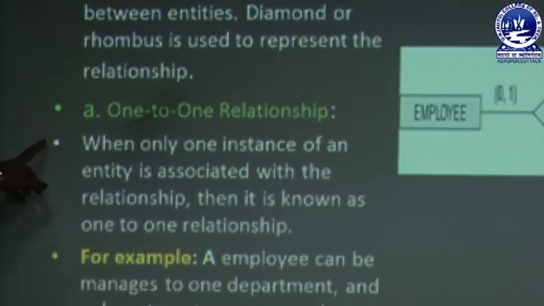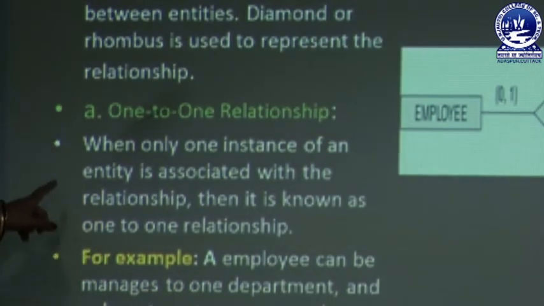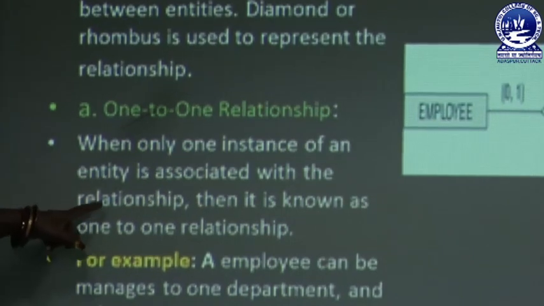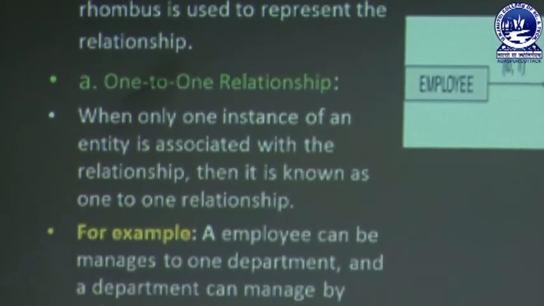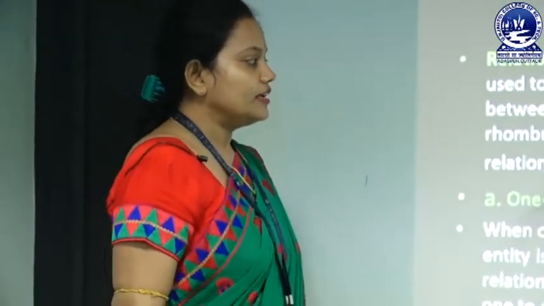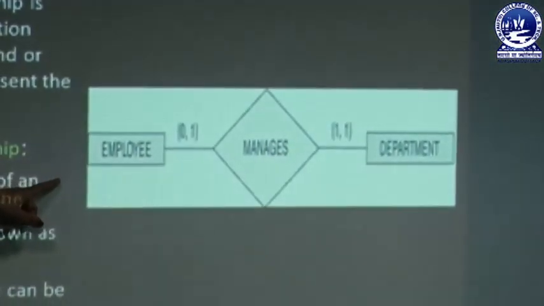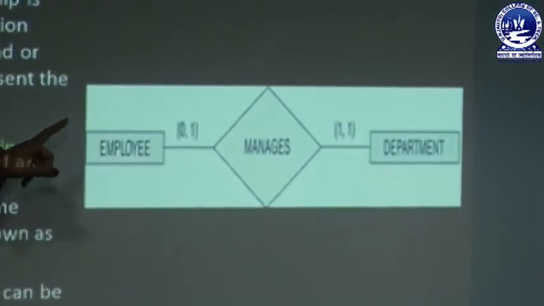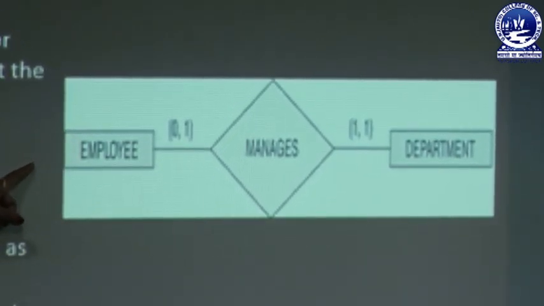First we have to know what a one to one relationship is. When only one instance of an entity is associated with the relationship, then it is known as a one to one relationship. It can be explained by using one example. Employee and department are the two entities and the relationship between employee and department is manages. It is called a one to one relationship.